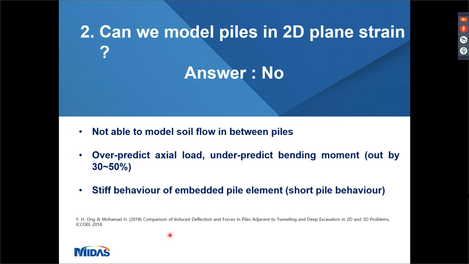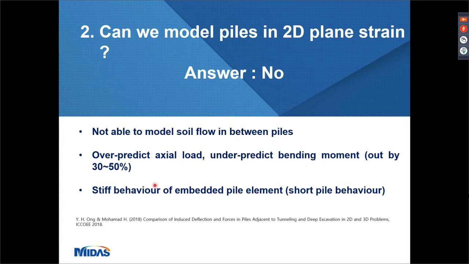Now, can we model piles in a 2D plane strain model? The short answer is no, because you are not able to model soil flow in between the piles, and you will overestimate the axial load. You will underestimate the bending moment. The magnitude may be out by 30 to 50%.